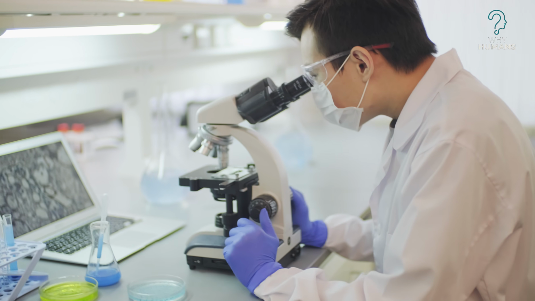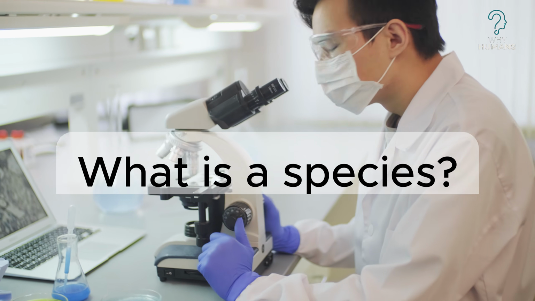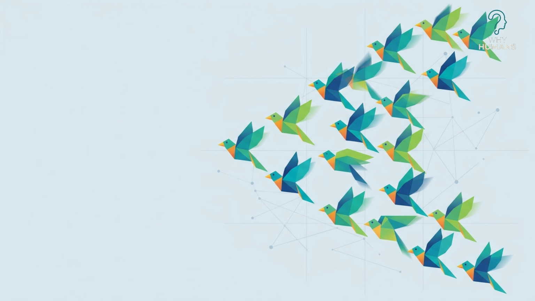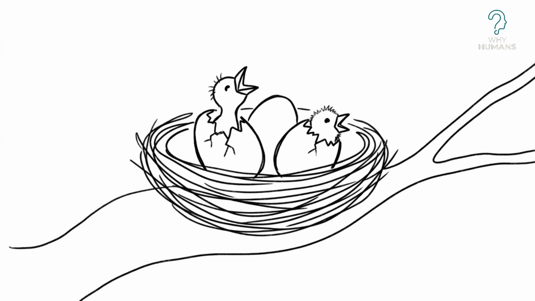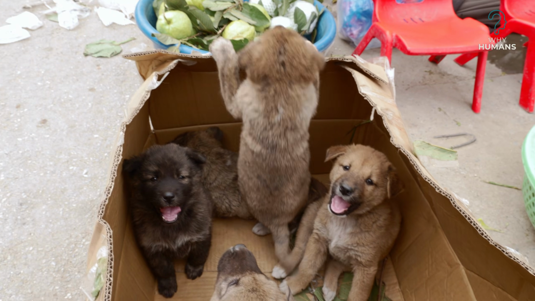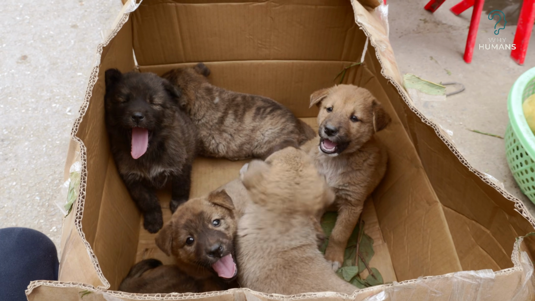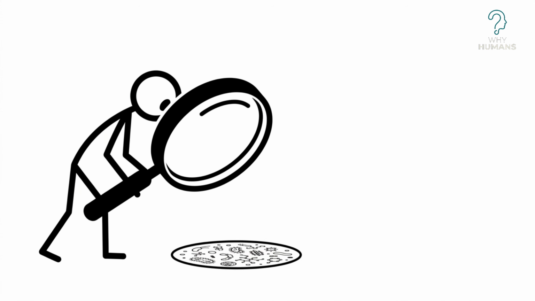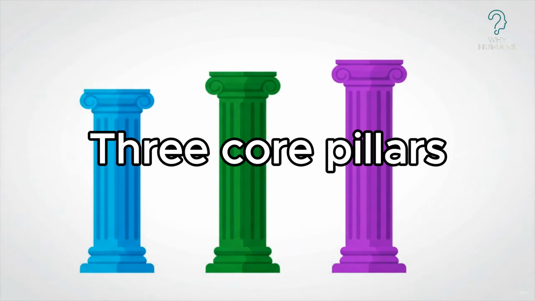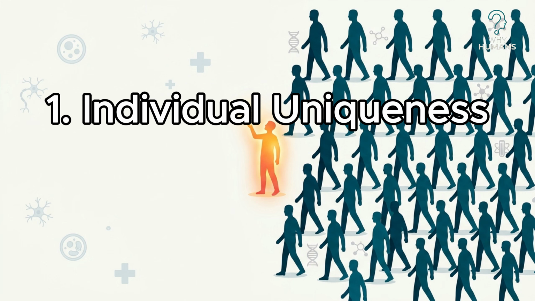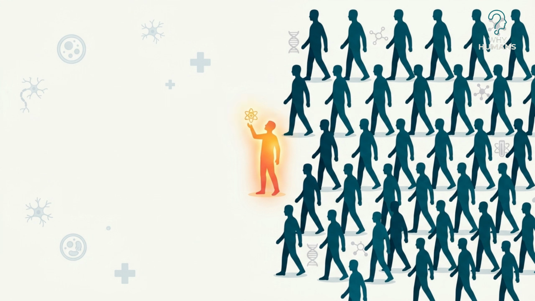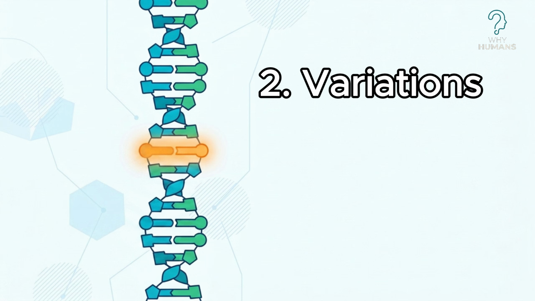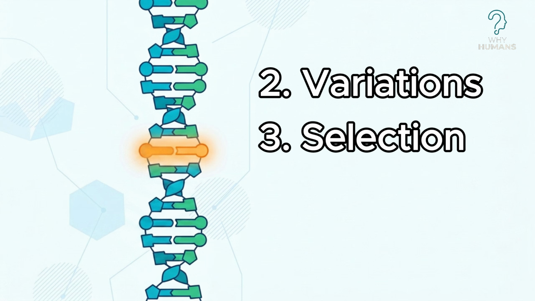But first, a quick question: what exactly is a species? A species is a community of organisms capable of interbreeding to produce fertile offspring, meaning their offspring are also capable of reproducing in turn. To understand this mechanism thoroughly, we need to take a closer look at three core pillars: individual uniqueness, guaranteed through the overproduction of offspring and heredity; genetic variations, recombination and mutation; and natural selection.